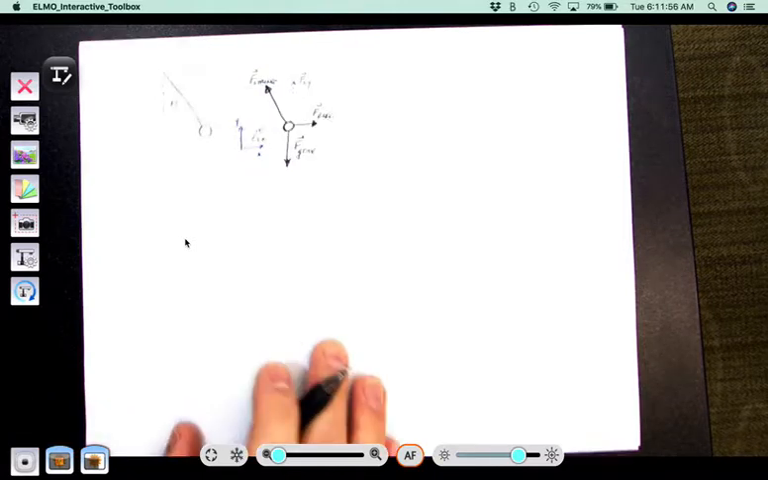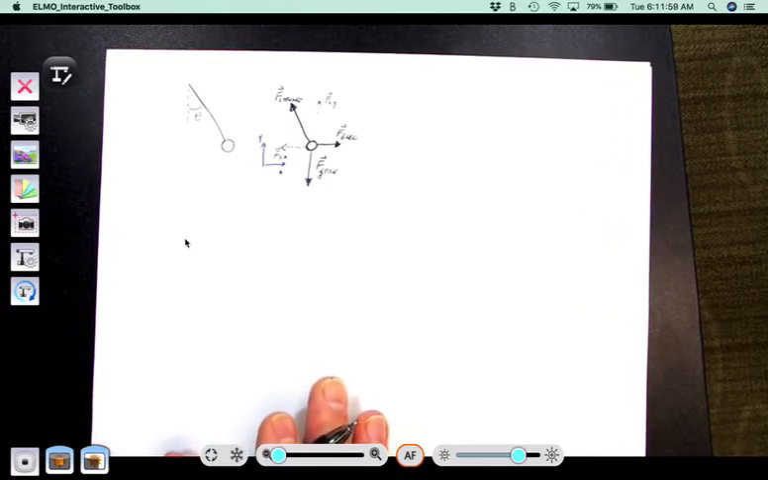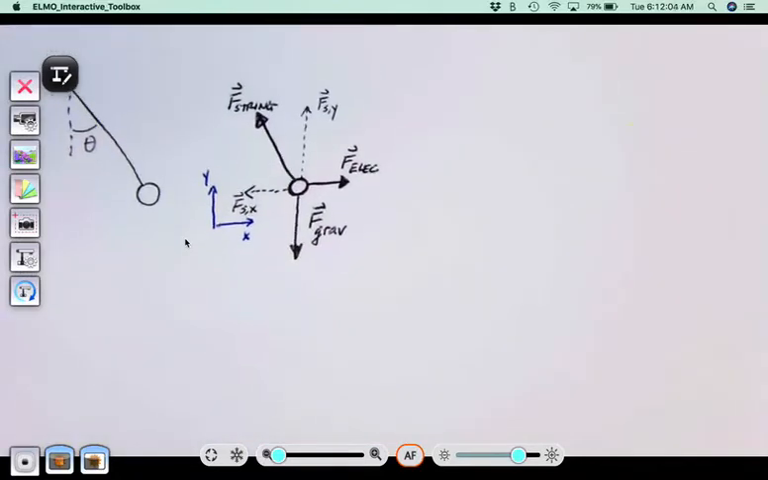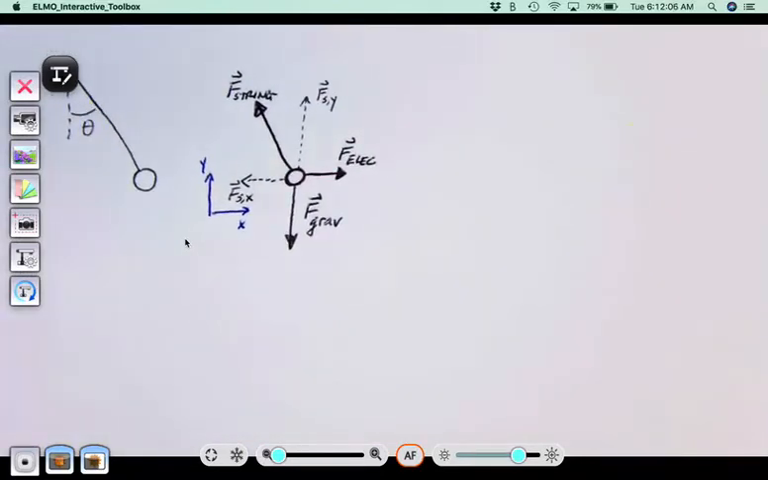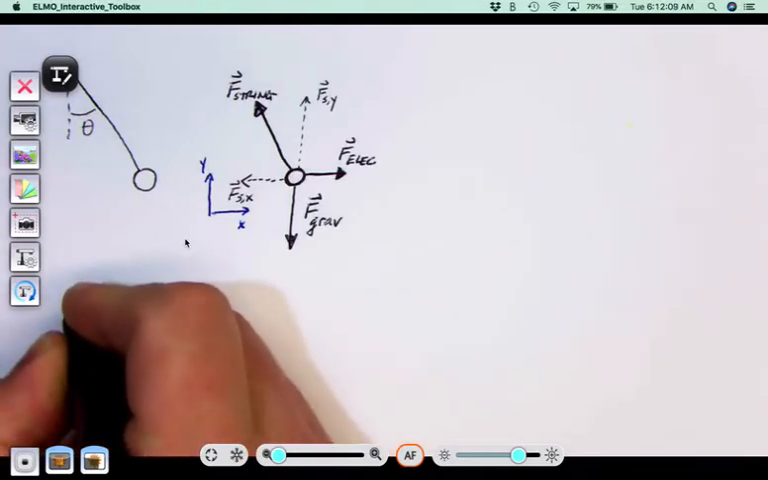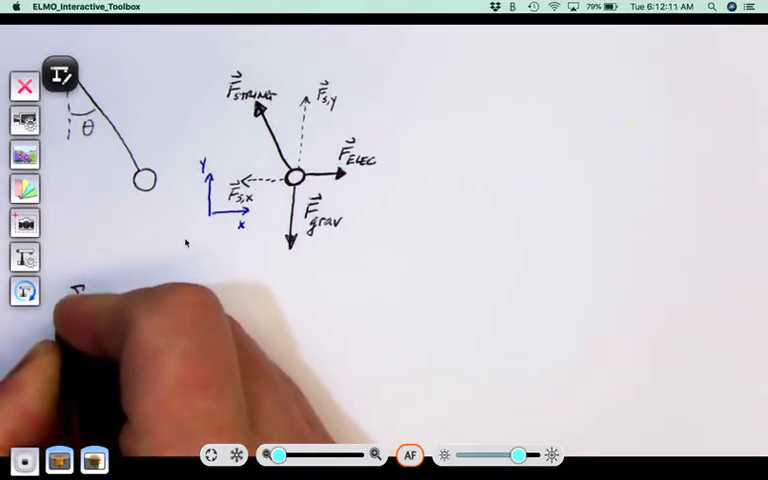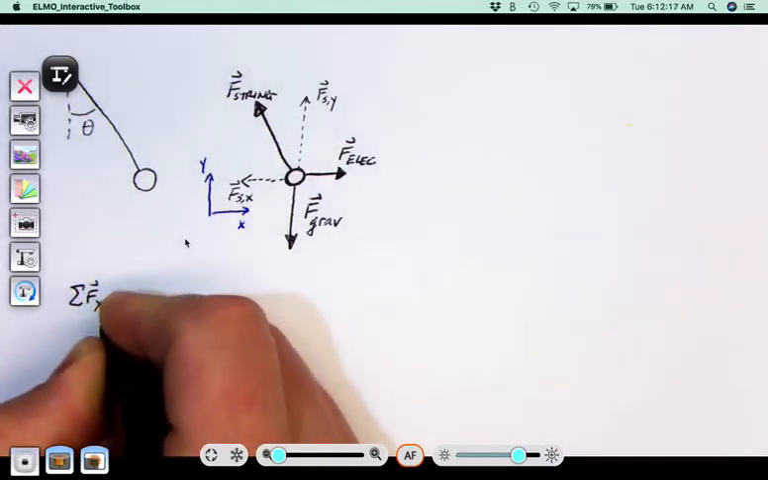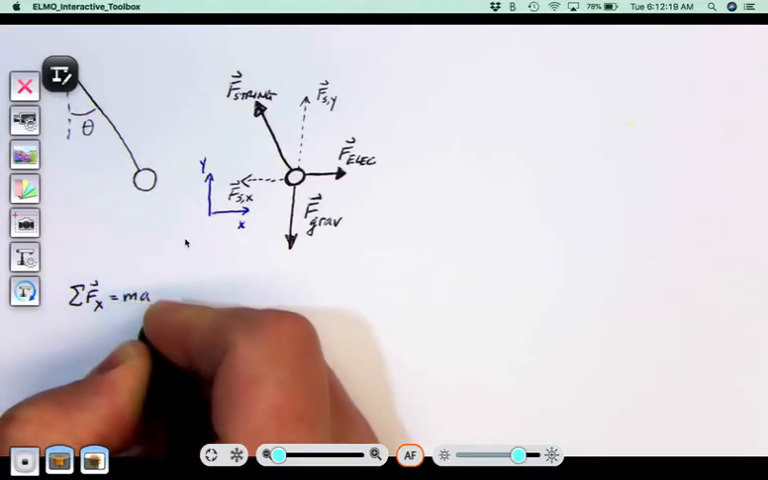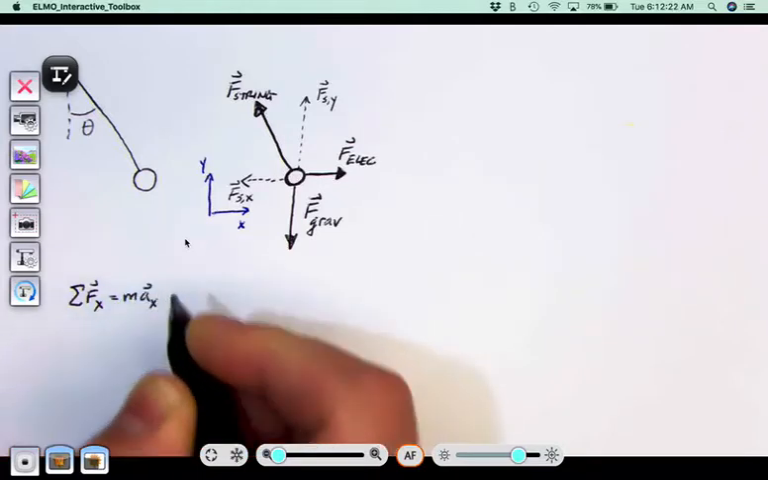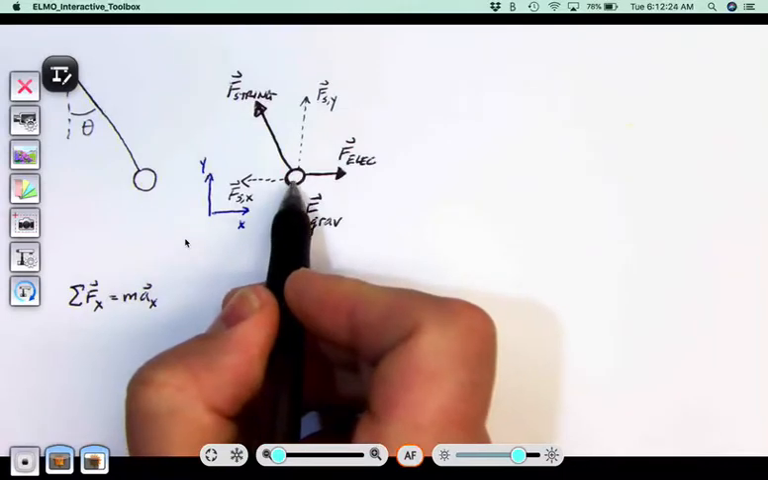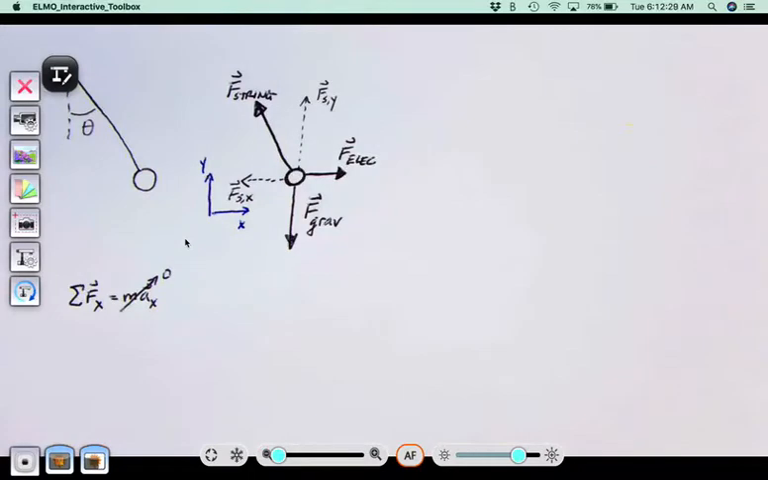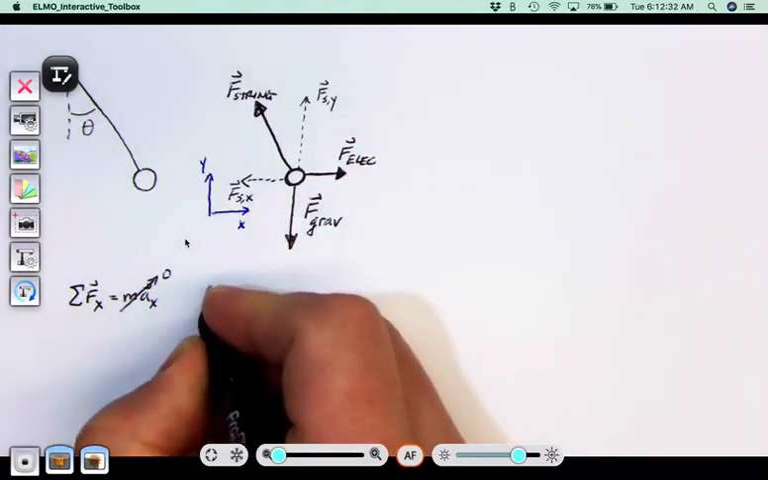Okay, so I'm going to apply Newton's second law now and add up all of the forces that are in the x direction. In general, of course, that equals the mass times the acceleration in the x direction. But if we think about this at an instant where this sphere is momentarily at rest, at equilibrium, this is going to be 0.